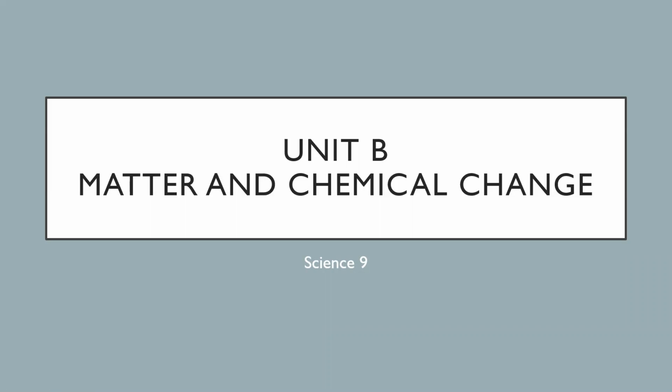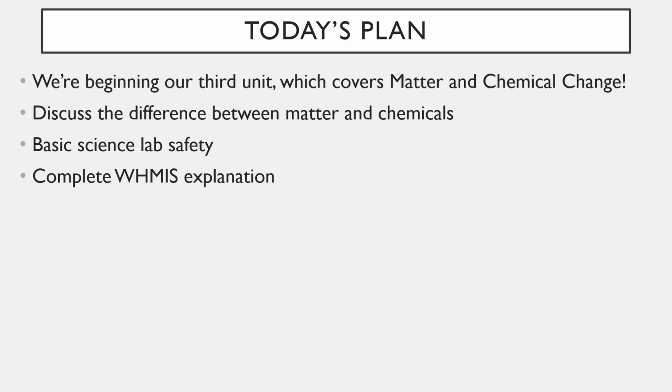Okay, so today we're starting Unit B. This is covering matter and chemical change. This is the third unit that we've actually dealt with in this course, but it's the second unit in the textbook. Let's get going. So again, like I just said, we're beginning our third unit, which covers matter and chemical change. So basically it's a chemistry unit, you can just call it that.